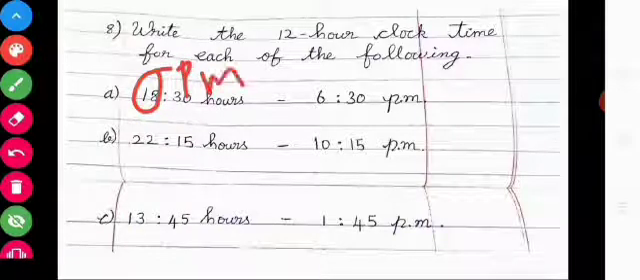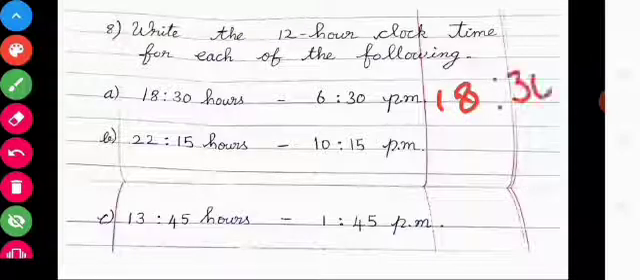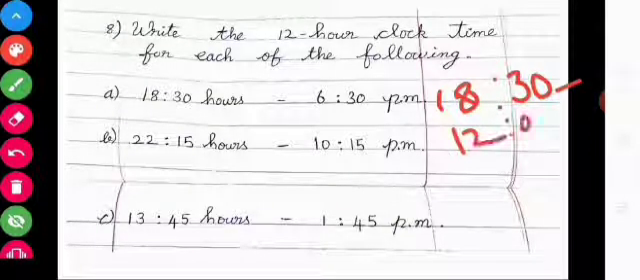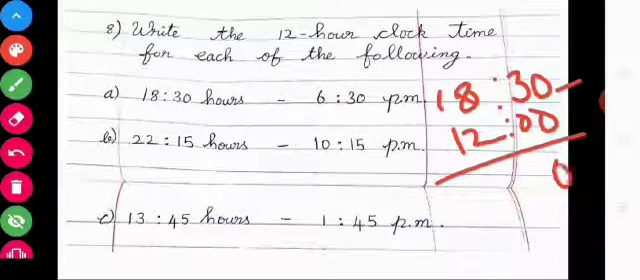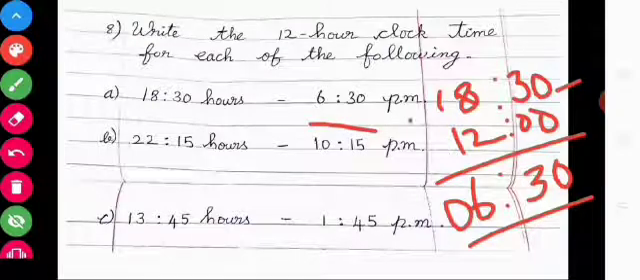So see the first one, is the number on the left more than 12 or less than 12? 18 is more than 12, so the time is in PM. Find 18 hours 30 minutes minus 12 hours. 0 minus 0, 0. 3 minus 0, 3. 8 minus 2, 6. 1 minus 1, 0. 6 hours 30 minutes in PM.